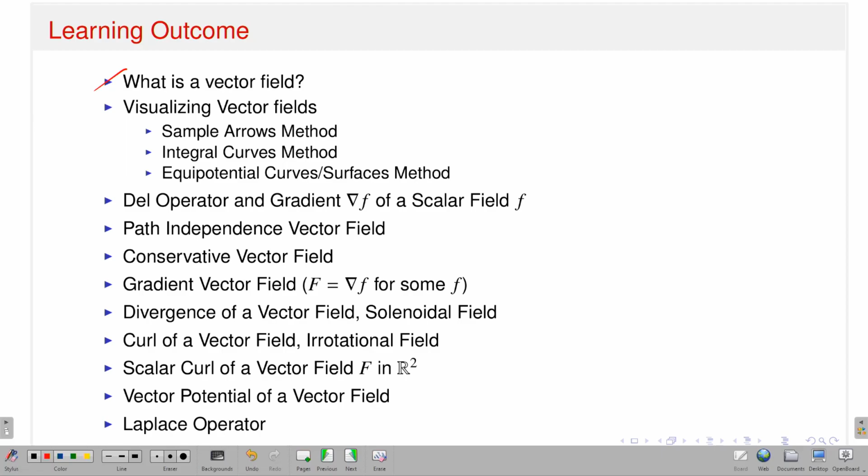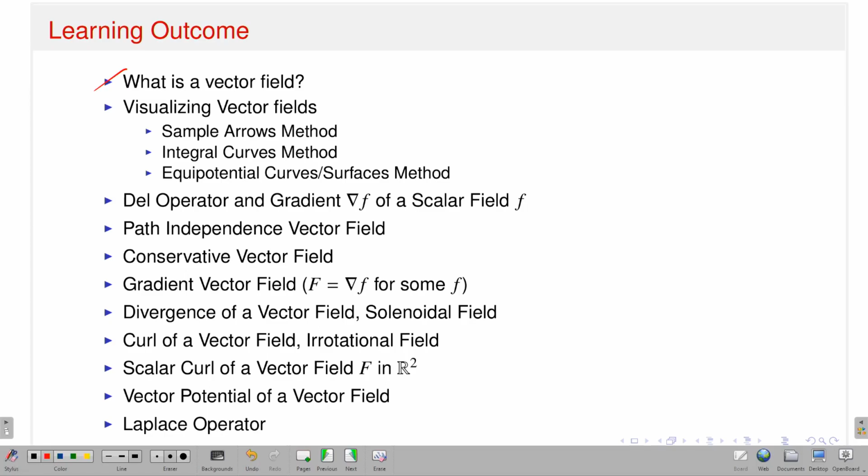Then there will be a new operator called the del operator, which I will talk about. Then the gradient, which you are familiar with and I already talked about. Given a function from Rn to R, a scalar field, or in fact Rn to Rm, you have the notion of the gradient of f. The scalar field I already discussed.